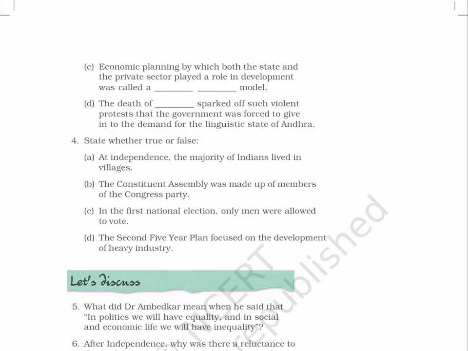D. The death of dash sparked off such violent protests that the government was forced to give in to the demand for the linguistic state of Andhra. 4. State whether true or false. A. At independence, the majority of Indians lived in villages. B. The Constituent Assembly was made up of members of the Congress Party. C. In the first national election, only men were allowed to vote. D. The second 5-year plan focused on the development of heavy industry.